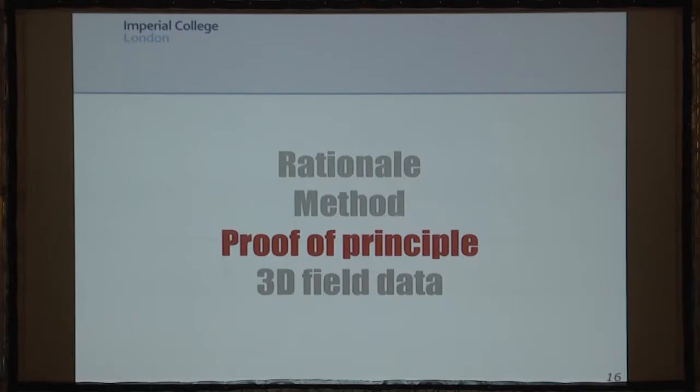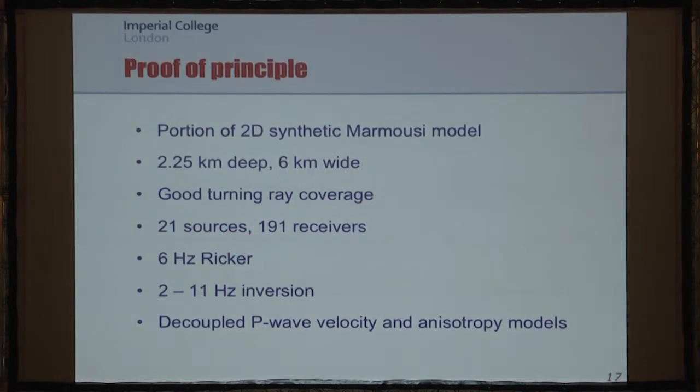For our proof of principle, we just got a 2D synthetic portion of everyone's favorite, the Marmousi model. It's 2 and a bit kilometers deep, 6 kilometers wide, with good turning ray coverage, 21 sources, 191 receivers, and an FWI-friendly low-frequency source.